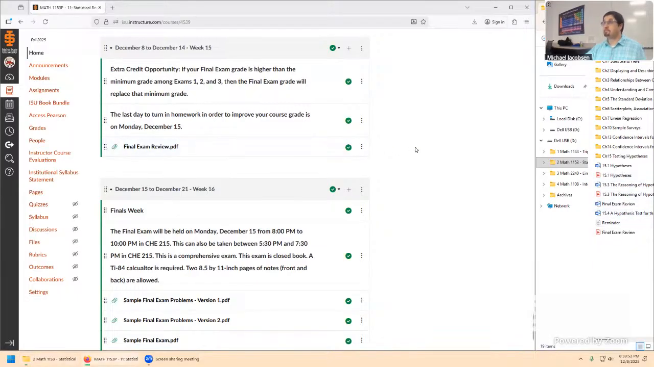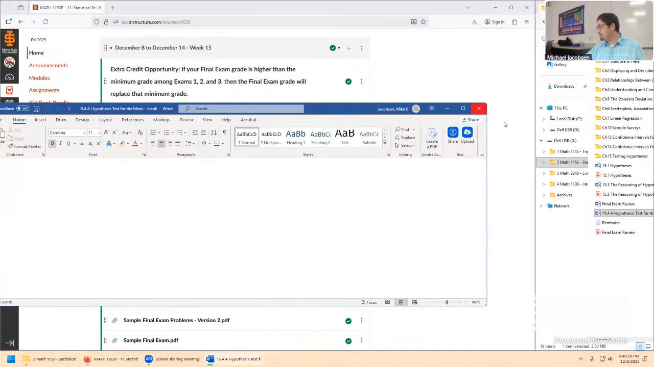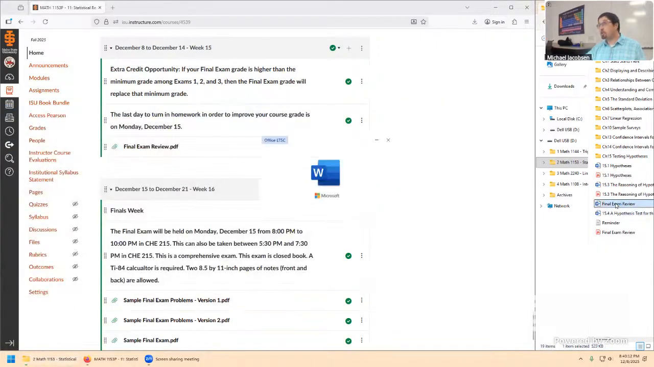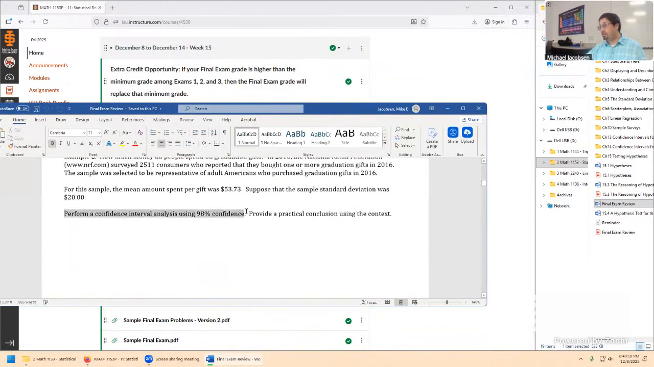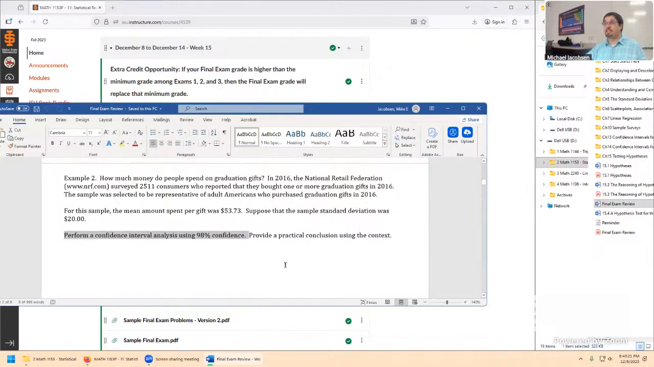That question, ABC, is not going to be on the test. The test is going to look more like these problems that we were just working on, where there's just the statement: perform a confidence interval, and that's all it says. So it's going to look more like those.